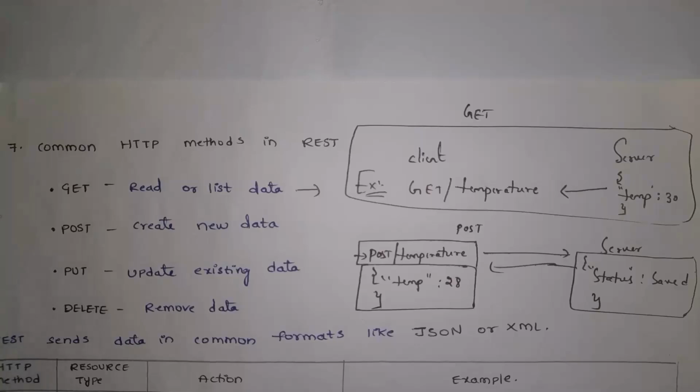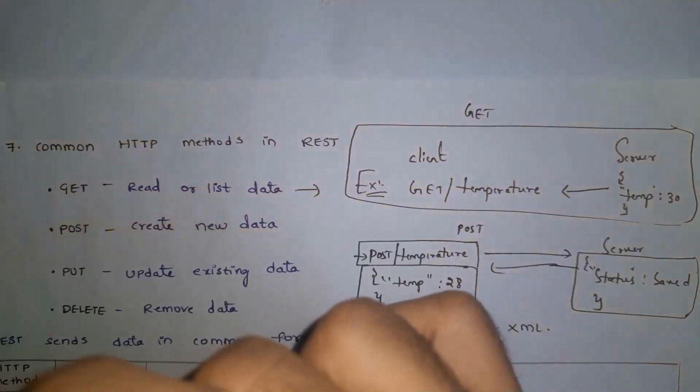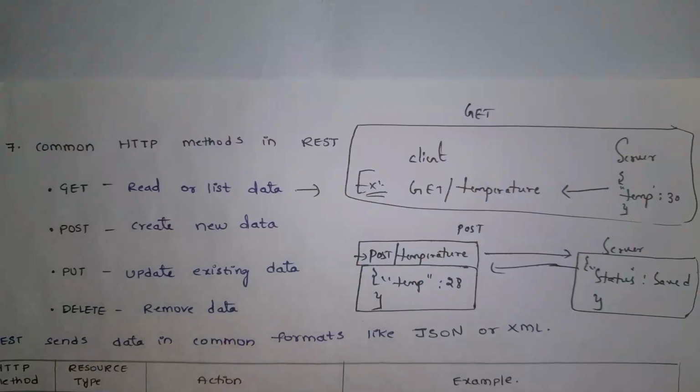Our first one is the GET method. By using the GET method, the client can ask for information from the server, and the server will provide a response. By using the POST method, the client can post new data to the server. By using the PUT method, the client can update existing data in the server. And by using the DELETE method, the client can delete data in the server. I'll give examples. First one is the GET method.